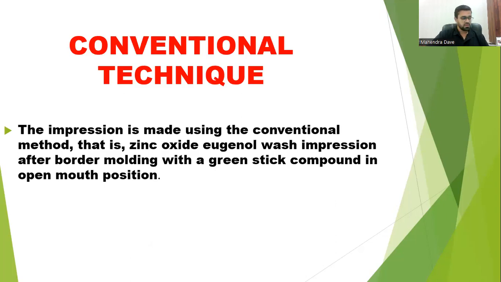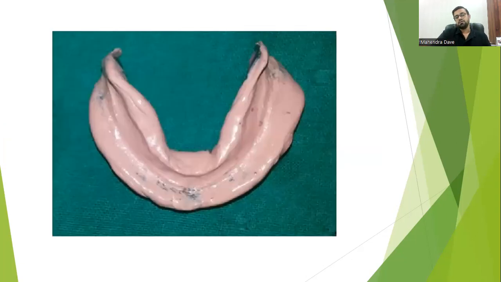So, first of all, the conventional technique. The impression made by the conventional method is the zinc oxide eugenol wash impression, usually done after the border molding or peripheral molding is done with the help of green stick compound in the open mouth technique. The figure shows the zinc oxide eugenol final impression, which is usually followed by the peripheral border molding with the help of green stick or tracing compound.